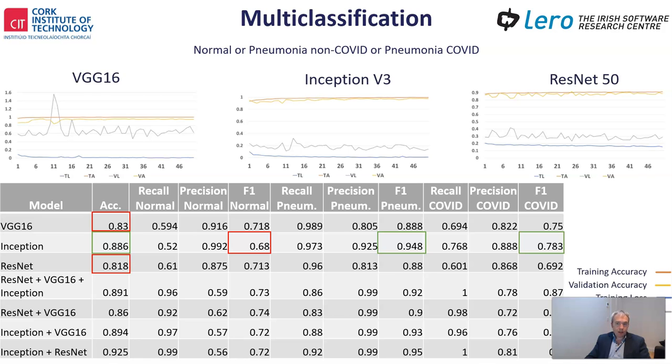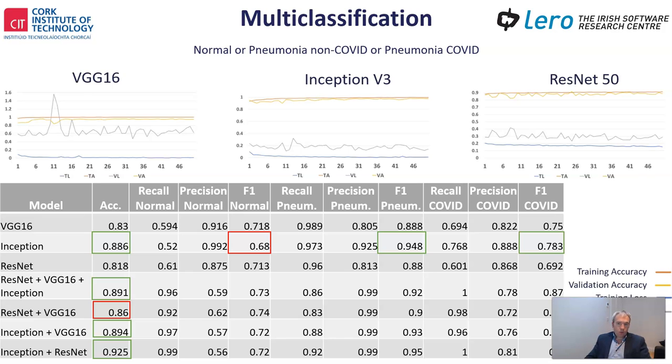Ensemble models including Inception result in a higher accuracy, and the ensemble model that excludes Inception results in the lowest accuracy, being ResNet and VGG16. Unlike in the binary classification, where the ensemble of Inception and VGG16 has the highest accuracy, for multi-classification the ensemble of Inception and ResNet has the highest accuracy at 92.5%.